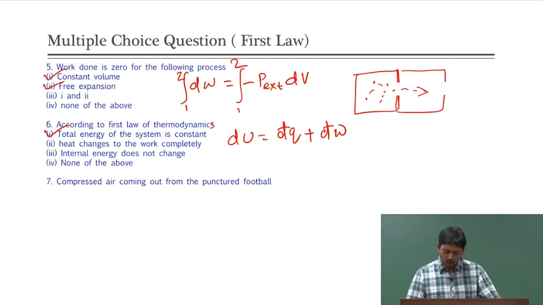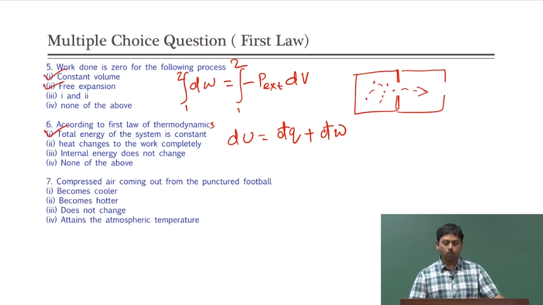So, seventh question: compressed air coming out of a punctured football becomes cooler, becomes hotter, does not change, and attains the atmospheric temperature. So, although we know that the air inside the football is actually a real gas and not an ideal gas, however, we can understand these kinds of questions, which are a little bit conceptual questions, by taking an equivalent approach of ideal gas system, because real gas will be difficult. So, therefore, let us consider that if ideal gas were inside a football and if it came out, what would have happened? Now, immediately you can see that there is an expansion in volume.